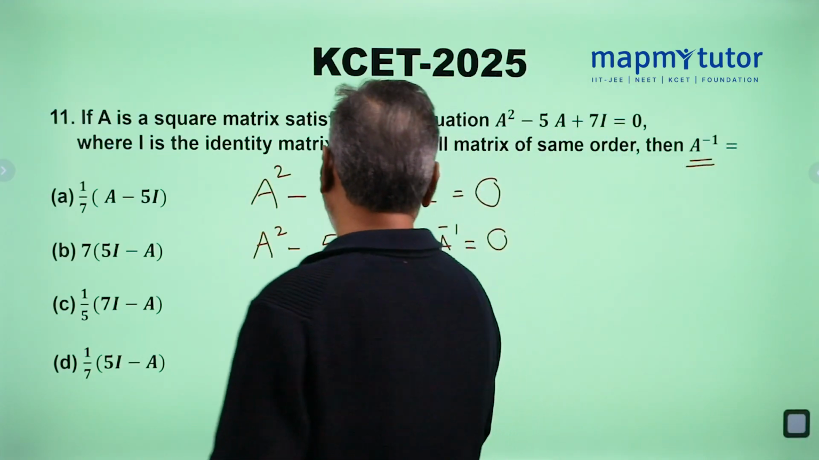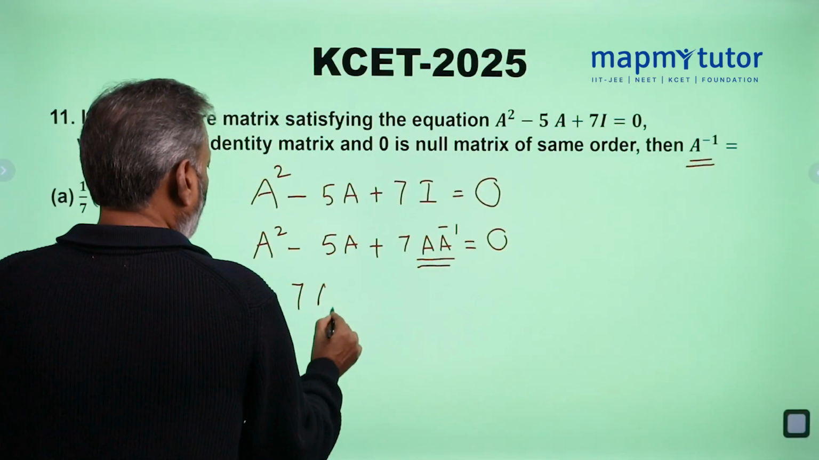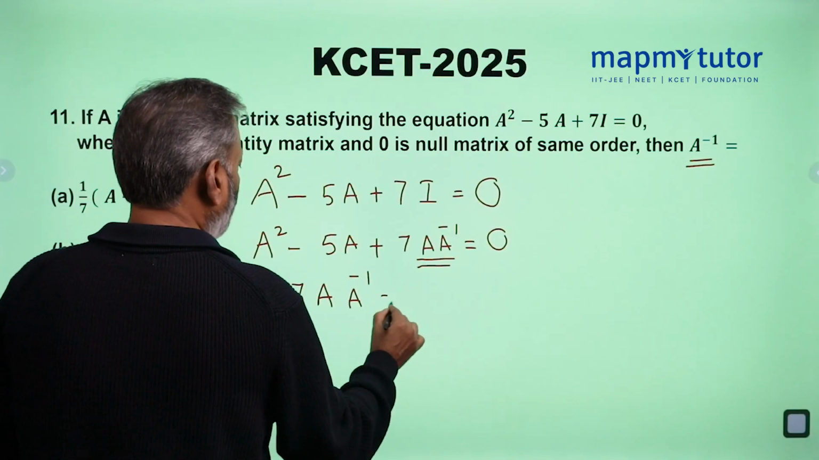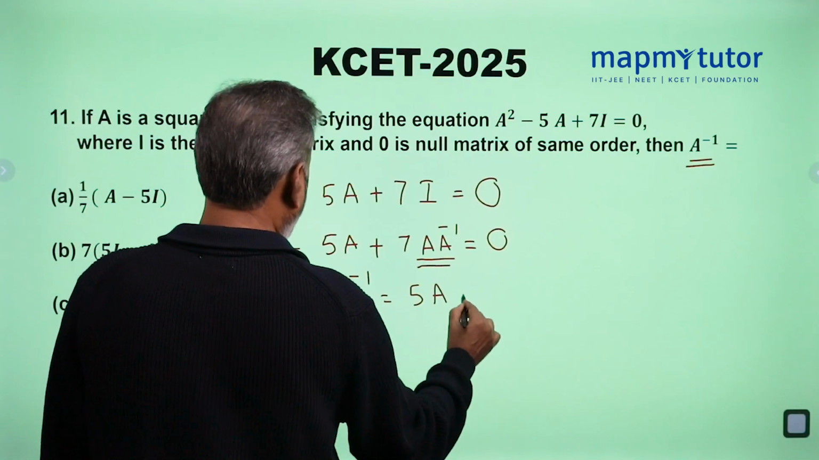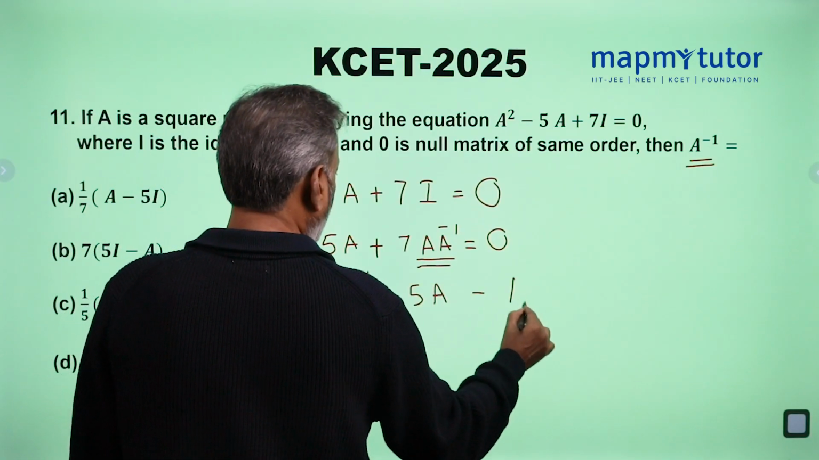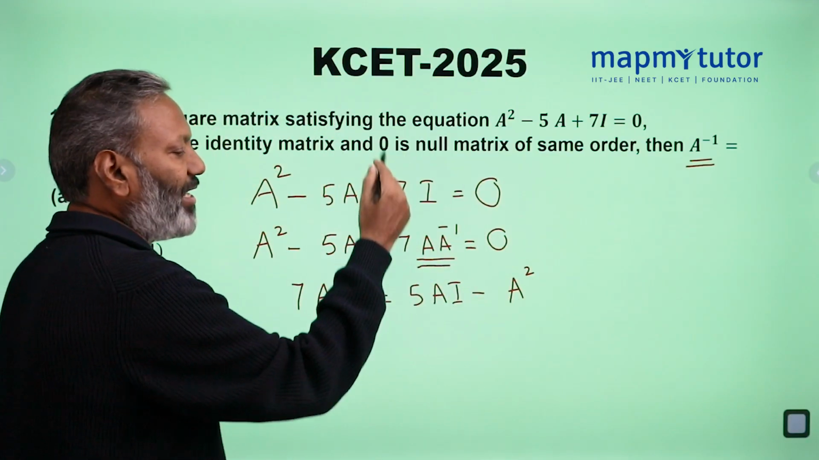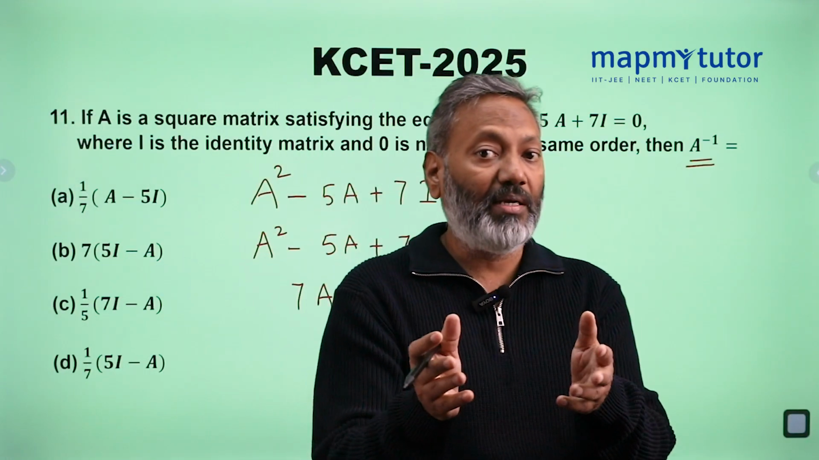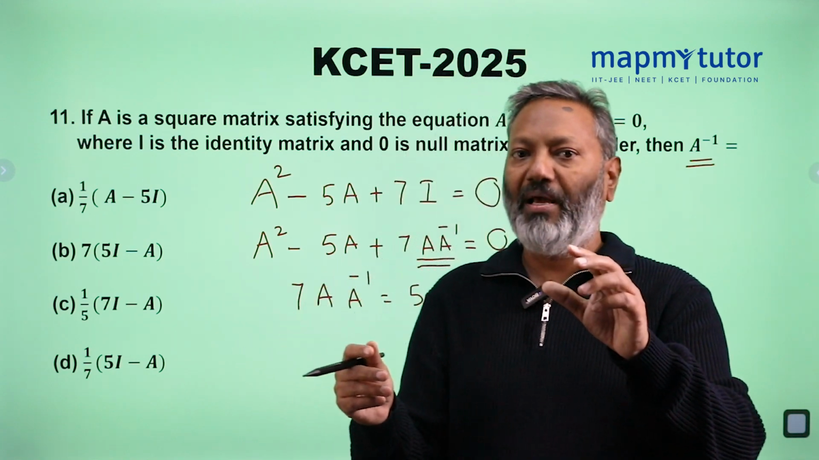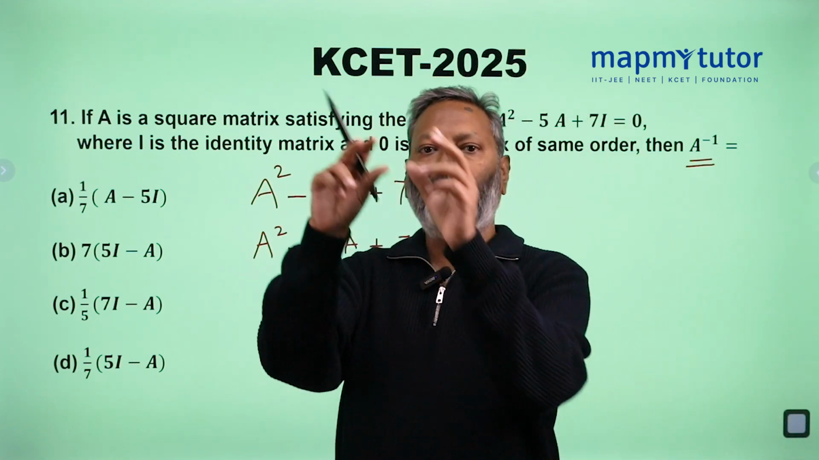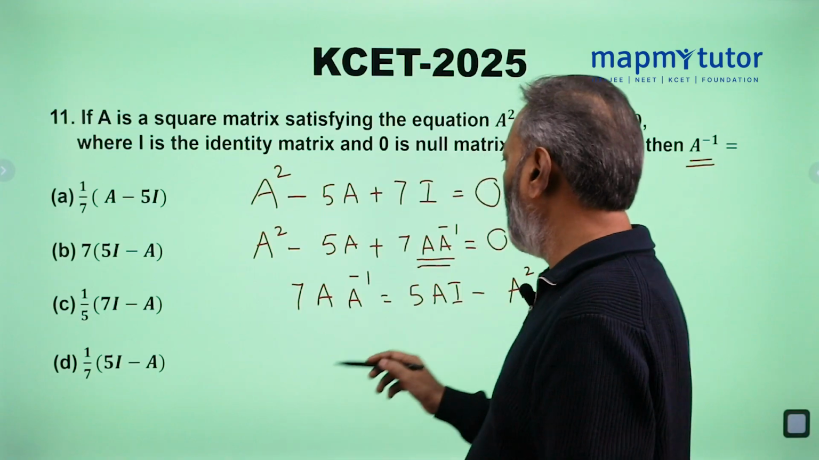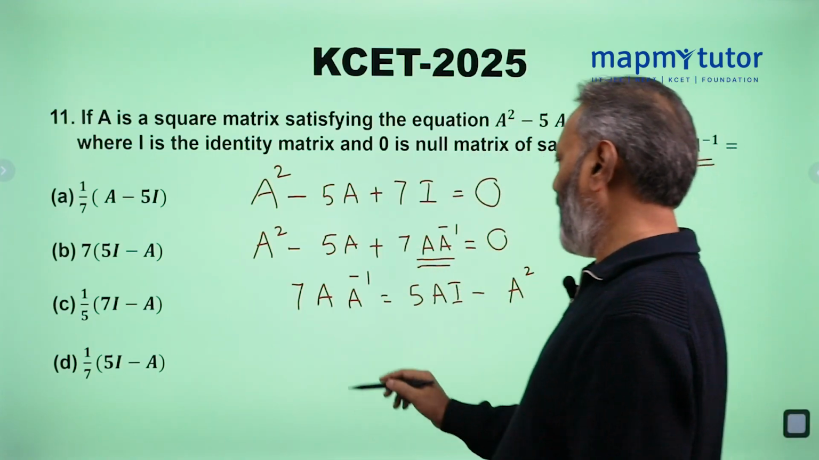Now, I'll shift these two terms to the other side. 7A inverse is equal to 5A minus A square. Now, a small adjustment here. A can be written as A into I because I is the identity matrix. That is a property: if you multiply any matrix with I, you will get the same matrix. Therefore, A can be replaced with A into I.